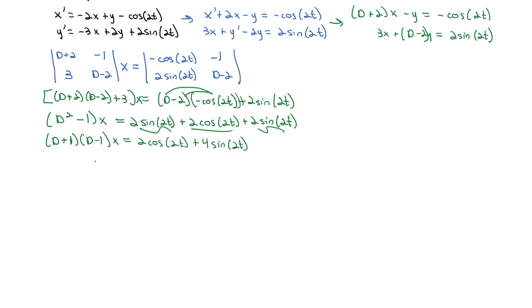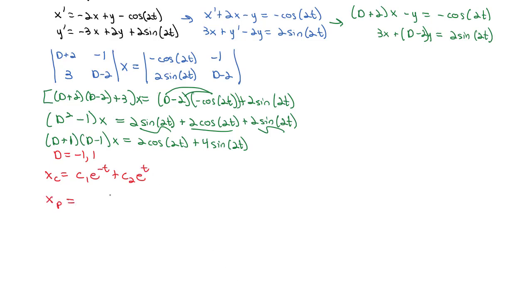We've seen problems like this before. We know how to solve them. We just need to find x complement by solving the homogeneous version, and x particular using the method of undetermined coefficients, and then x complement plus x particular gives us the general solution for x. Solving the homogeneous version, d would be equal to negative 1 and positive 1, so x complement is equal to c1 e to the negative t plus c2 e to the t.